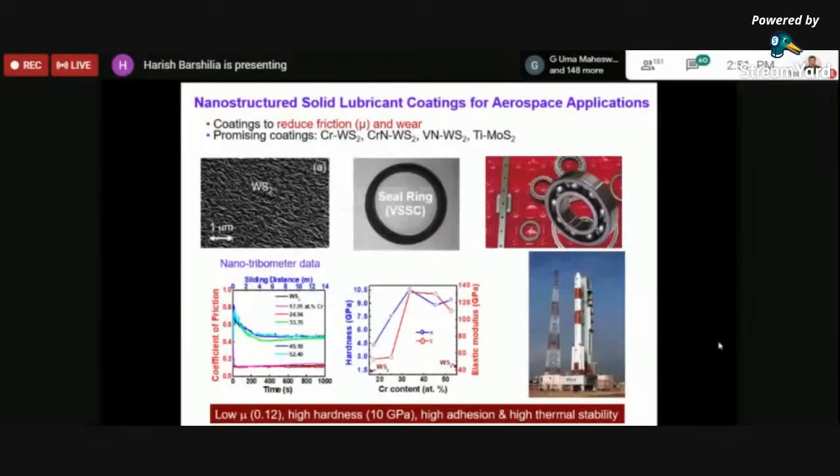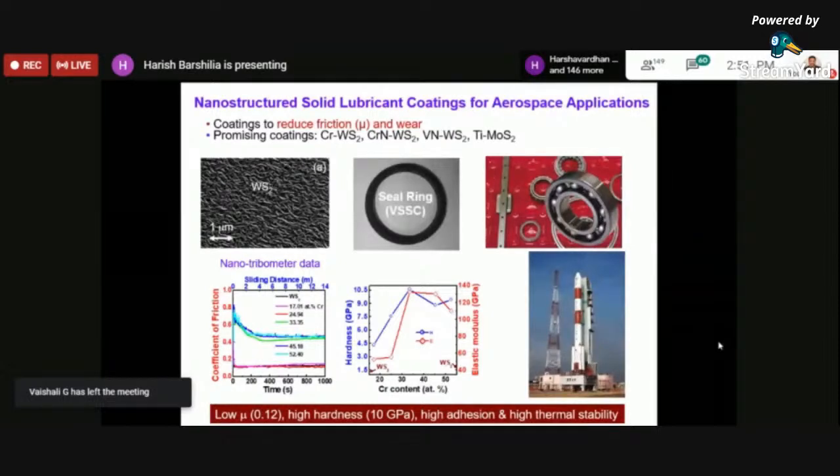If you do this kind of thing, there will be a little bit of trade-off in the mechanical properties and the tribological properties. That means if I take tungsten disulfide, its mechanical properties are very, very poor, but its tribological properties in terms of the friction coefficient are very, very low, that is 0.05 or 0.06. But when I dope this tungsten disulfide kind of material with some sort of metal, then there is a trade-off between the mechanical properties and the tribological properties. But nevertheless, we can achieve a friction coefficient as low as about 0.1 and hardness as high as about 10 gigapascal, which is good enough for most of the applications.